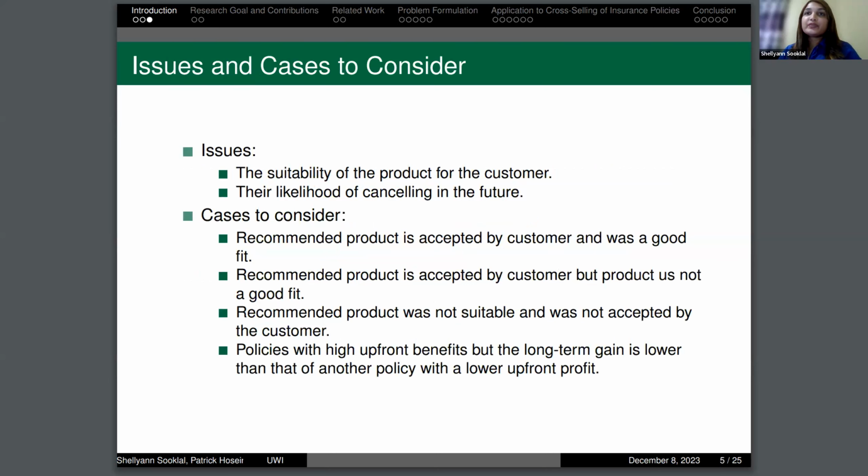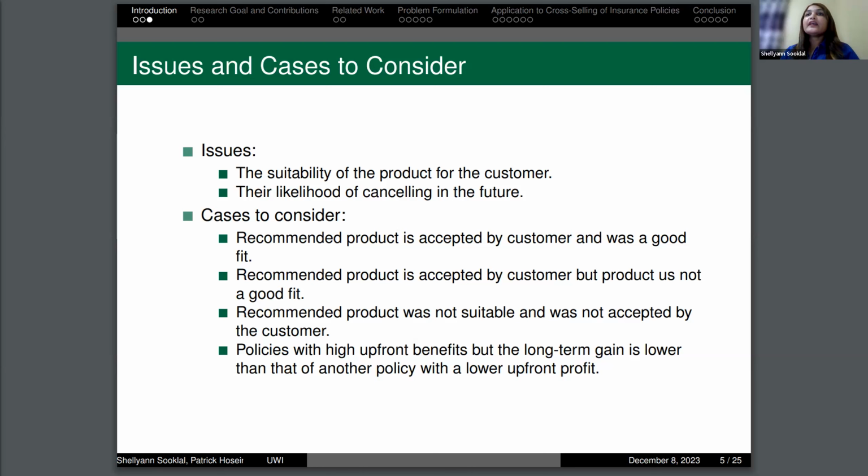However, there are issues with all of these approaches. They do not consider the suitability of the product for the customer, as well as their likelihood of canceling in the future. And there are a couple cases to consider. First, if the recommended product is accepted by the customer and is suitable, then both parties benefit. However, if the recommended product is initially accepted but is not suitable, then the customer would eventually cancel the policy, causing loss to both parties.